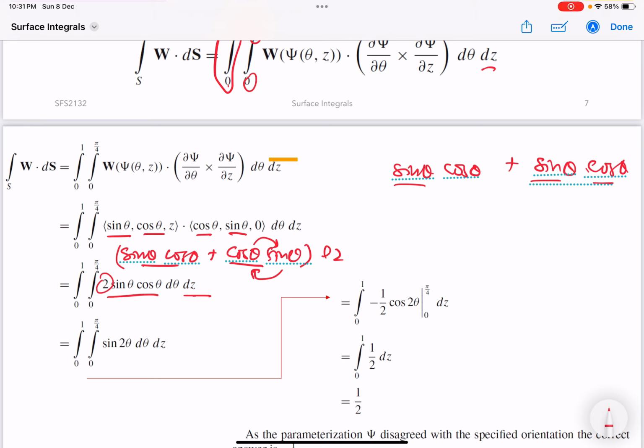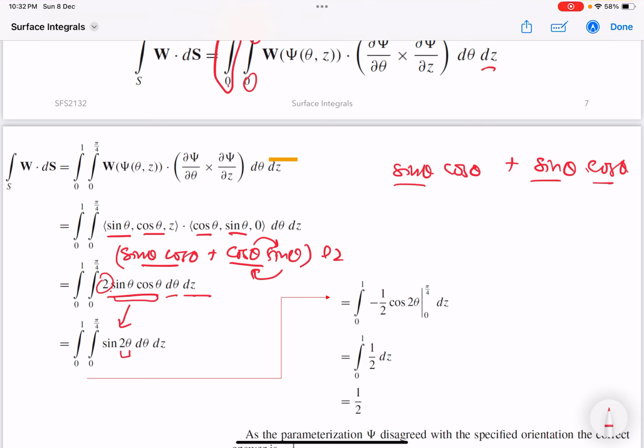Okay. First, we need to integrate over d theta first. So what we have is sine theta cos theta, integrate. Using the identity, this one can be written as sine 2 theta. So this one is the identity. This can be written as sine 2 theta, meaning that the work we are going to integrate is much easier, because it involves only one component.